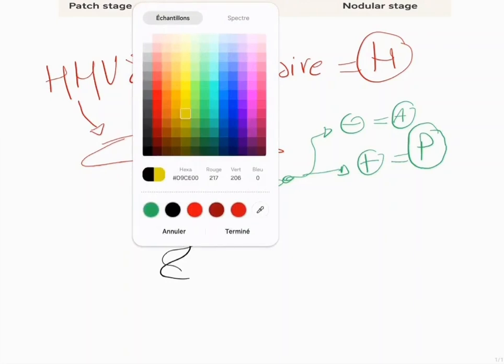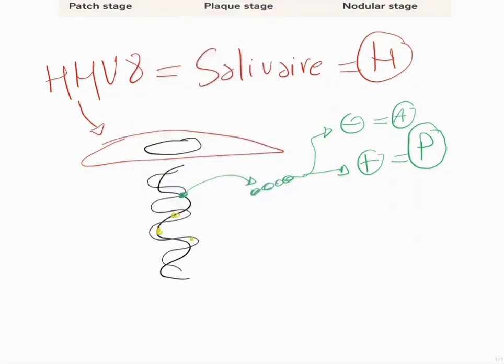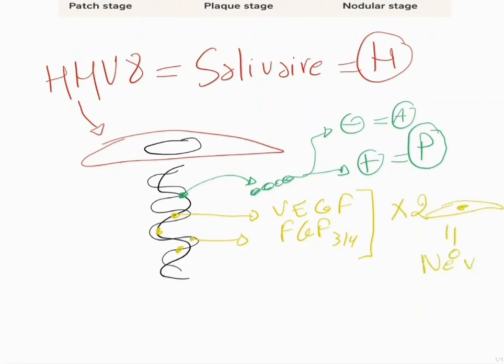It will stimulate certain genes in our genome. Among these genes, we have those that code for VEGF and for FGF, FGF3 and 4. VEGF is the endothelial growth factor of vascular cells, and FGF3 is a fibroblast growth factor. These two will cause the proliferation and multiplication of endothelial cells. So we will see a tumoral neovascularization. We will create several vascular formations responding to a vascular tumor.